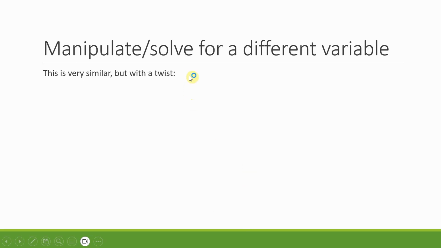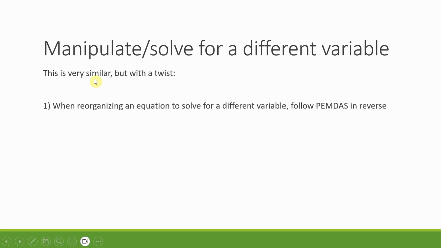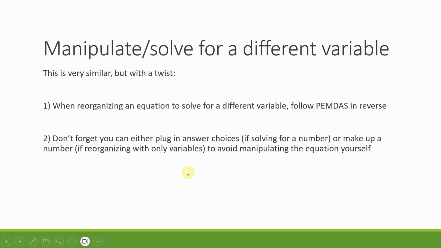So now let's go to the next one where we're going to manipulate or solve for a different variable. It's very similar, but with a twist. When you're reorganizing an equation to solve for a different variable, you're going to follow PEMDAS in reverse. And don't forget that you can either plug in answer choices if you're solving for a number, or you can make up a number if you're reorganizing with just variables to avoid manipulating the equation yourself. So if it's ever complicated or if you're not confident in your ability to rearrange a formula, you can use one of these strategies, which I'll cover here.